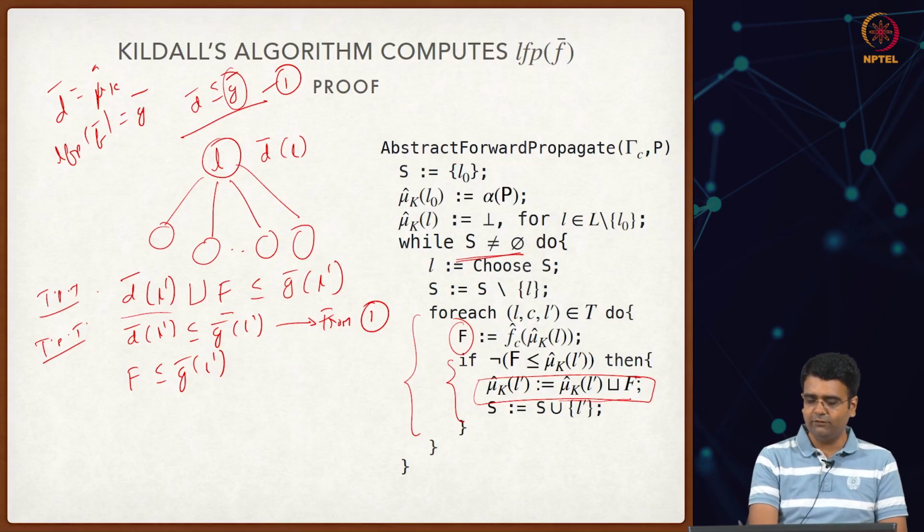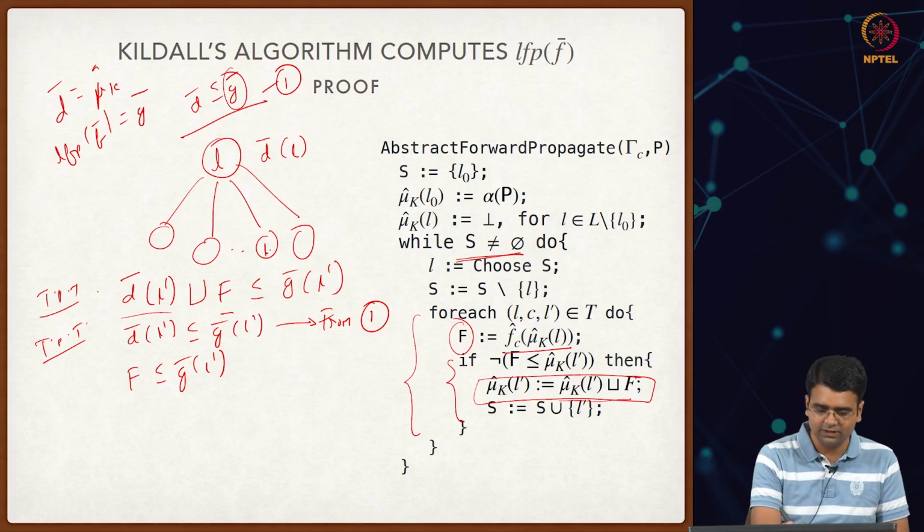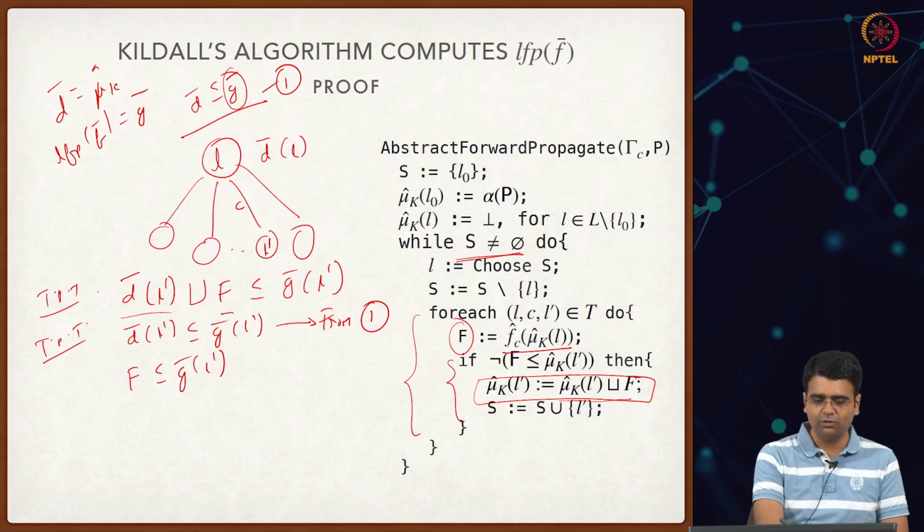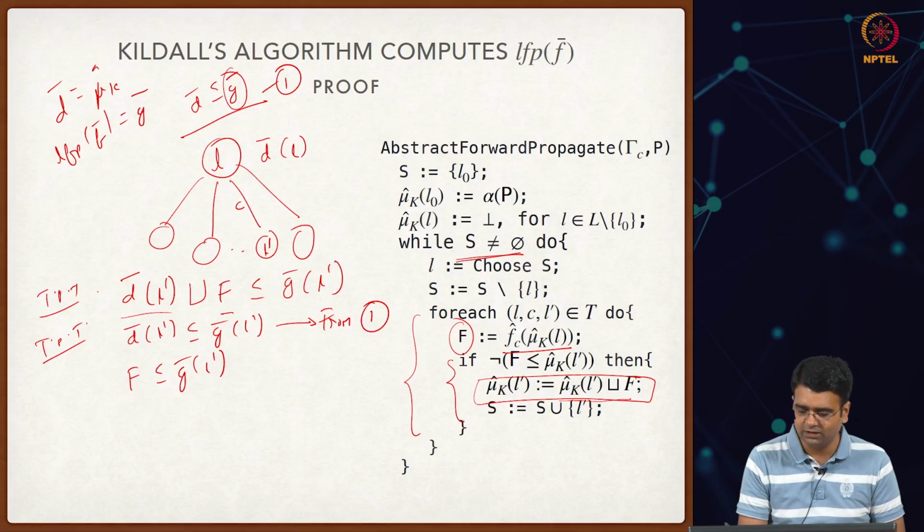Now let us see how f is computed. So f is some abstract transfer function. If you take this location L prime, you consider the abstract transfer function of this program statement C, and you apply f at C on mu hat k of L. Okay. So mu hat k of L is nothing but d bar.